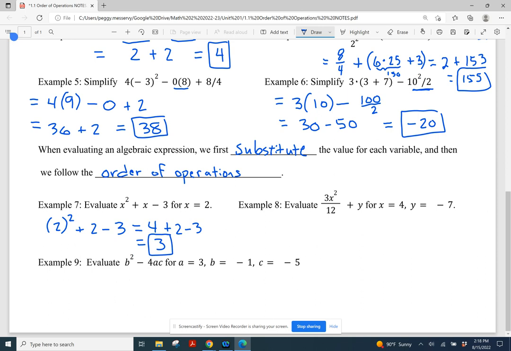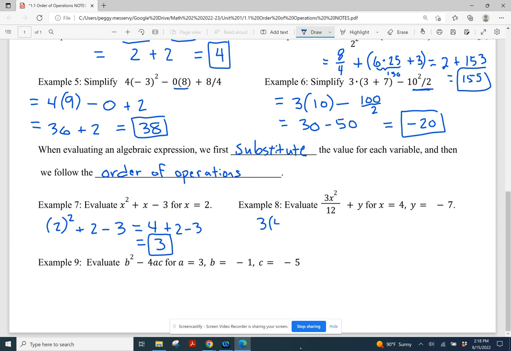Example 8. Evaluate the expression 3x squared divided by 12 plus y for x equals 4 and y equals negative 7. Now I want you to notice something about this. 3 over 12 will reduce. So there's going to be some reducing here. If you don't notice that, it's okay, but it would make life easier.